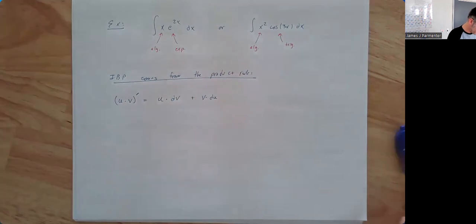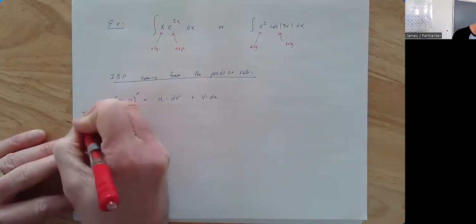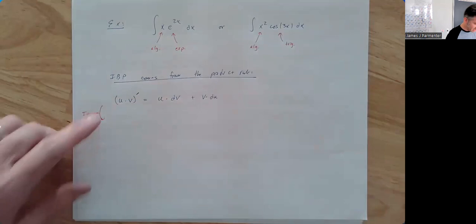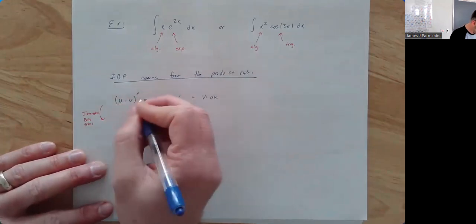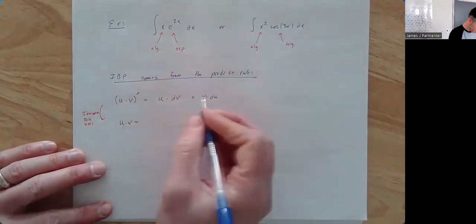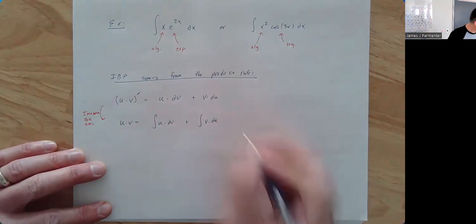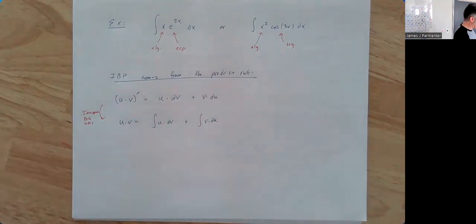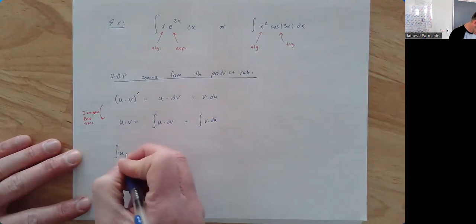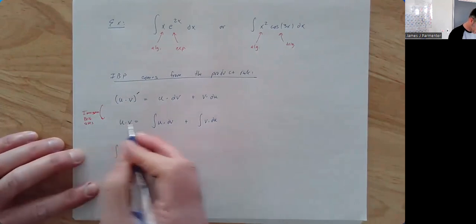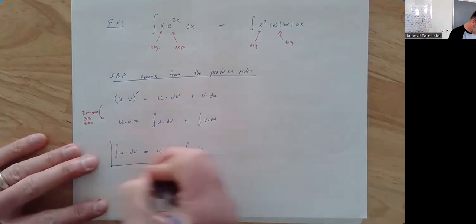Now we're going to integrate both sides. The antiderivative of the derivative is just the function you started with, so the antiderivative of u times v prime is just u times v. And I'm going to integrate both of these things: the integral of u times dv plus the integral of v times du. Then we solve for one of them. It doesn't really matter which one you solve for, but we typically isolate the u times dv one. So the integral of u times dv is equal to u times v minus the integral of v times du. This is the formula for integration by parts.